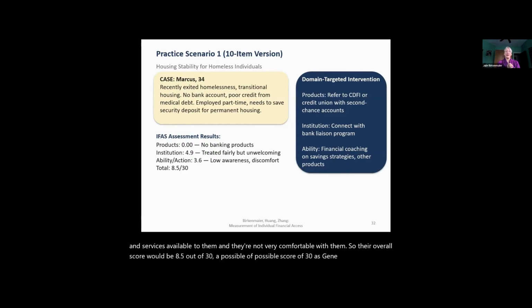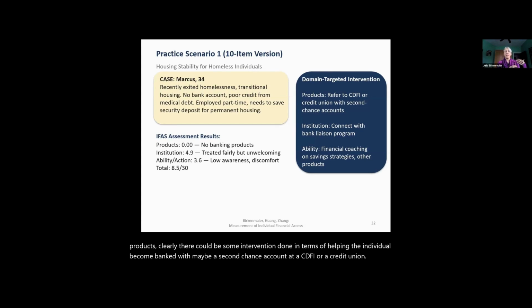Working with that individual, you could then target an intervention to where the need is highest on these domains. In the first domain, the products, clearly there could be some intervention done in terms of helping the individual become banked with maybe a second chance account at a CDFI or a credit union.